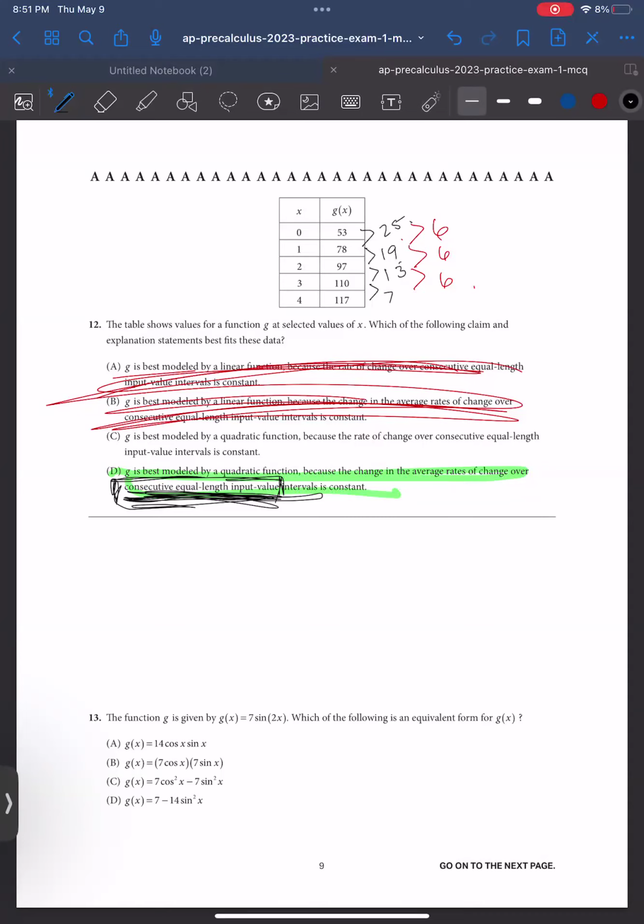All right, so this is probably going to be our last question. Question number 13. The function g is given by g of x equals 7 sine 2x. Which of the following is an equivalent form for g of x?